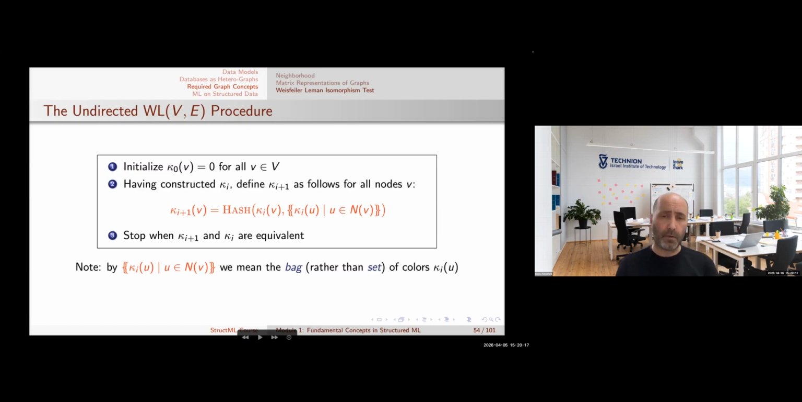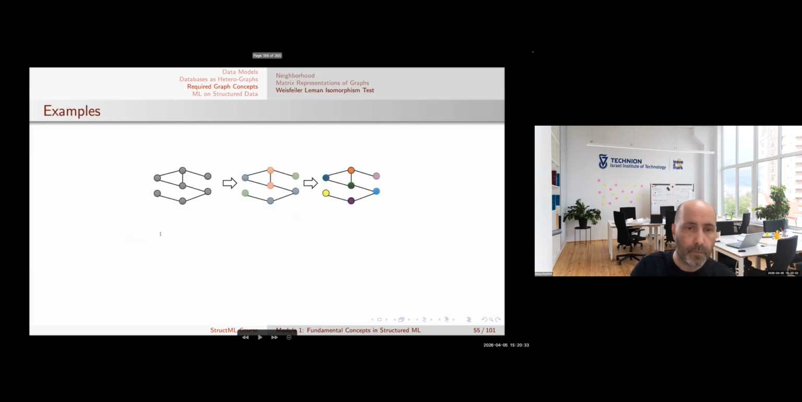And that's it. So we would like to understand what this algorithm is doing, and does it stop? And if it does stop, after how many steps? Okay, so let's first look at a few examples.